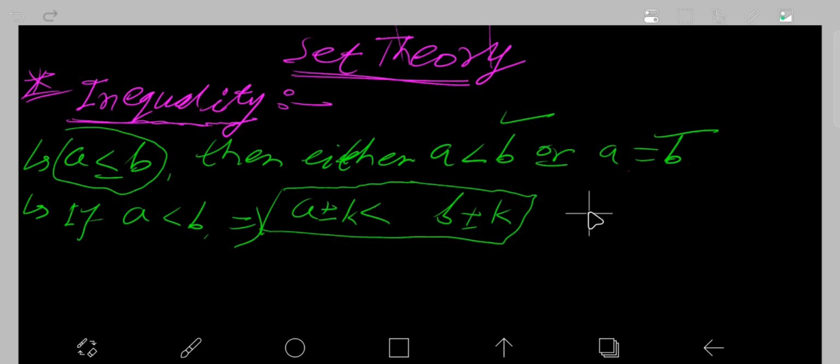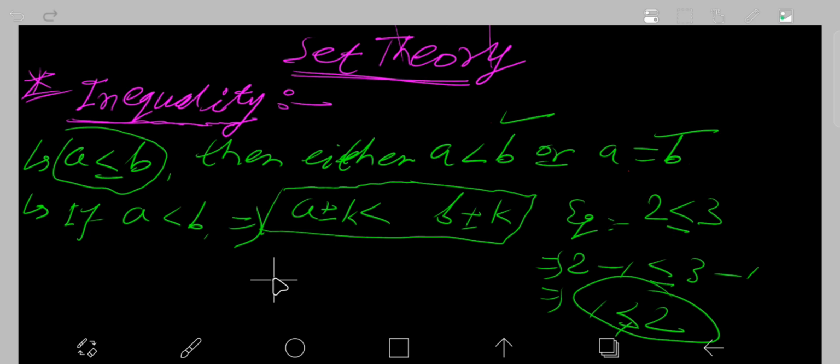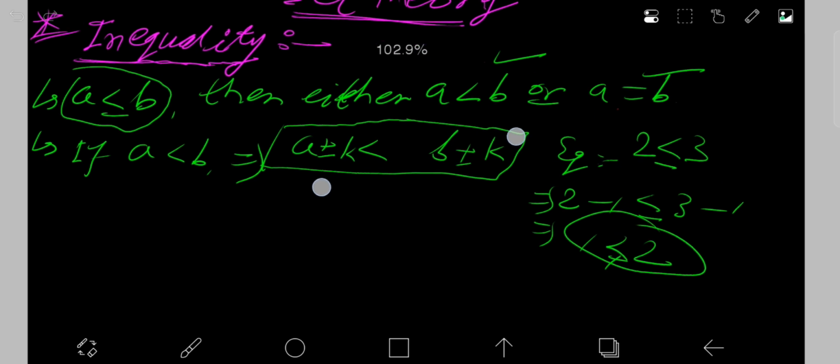Suppose we see one example. When 2 is less than 3, and we subtract 1 on both sides, the inequality also holds, meaning 1 is less than 2. So this is also satisfied. Where equality is given, this is also satisfied, but where it is not equal, we write not equal.